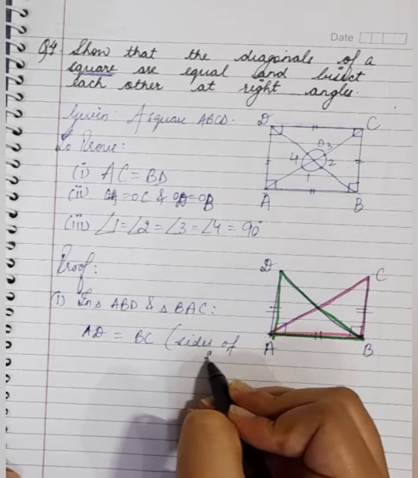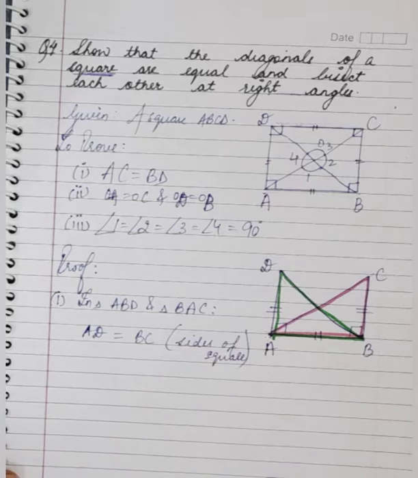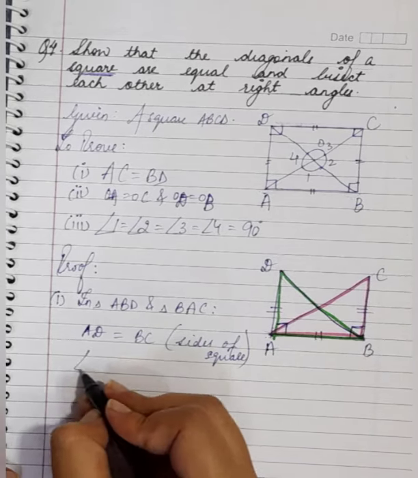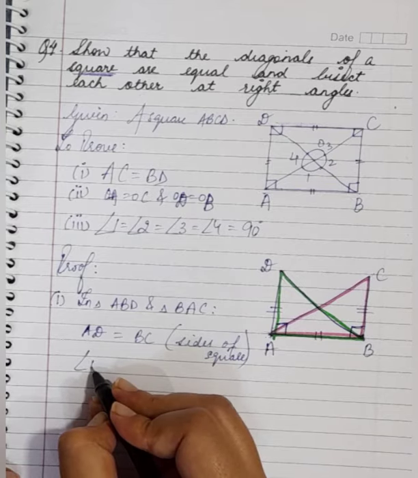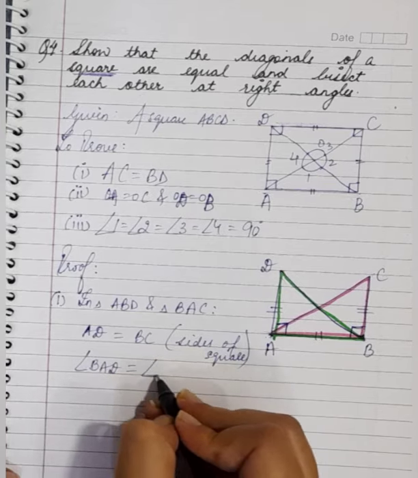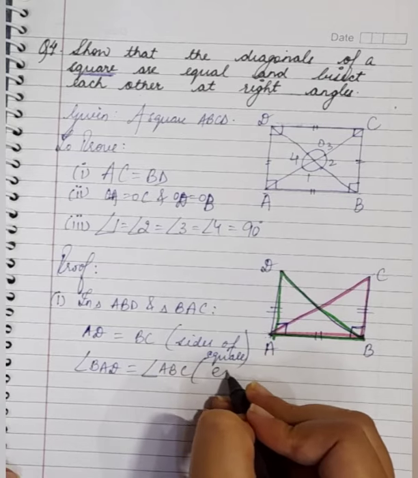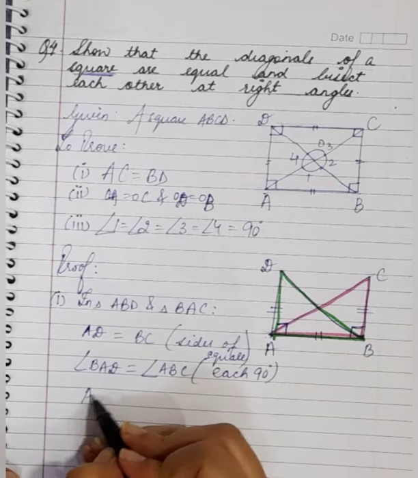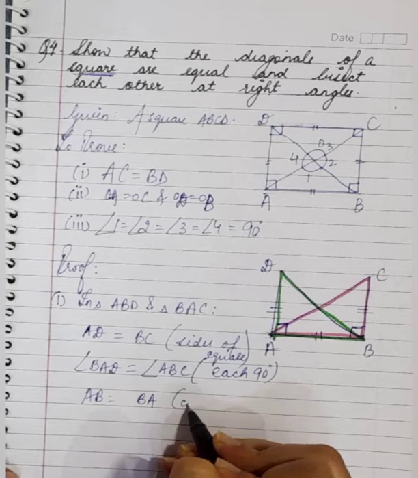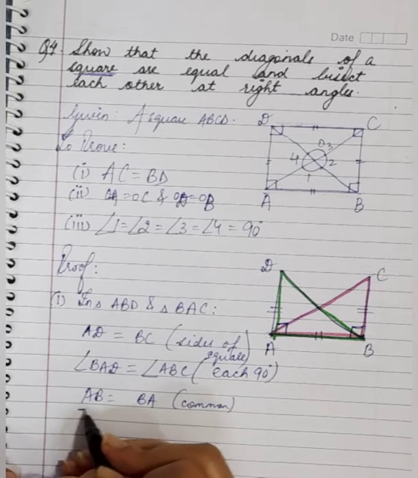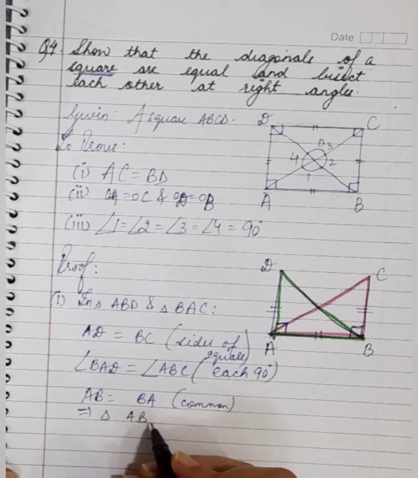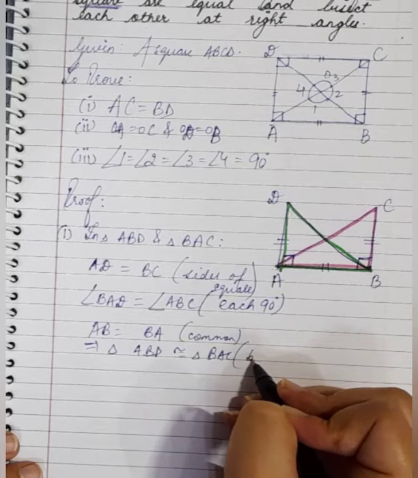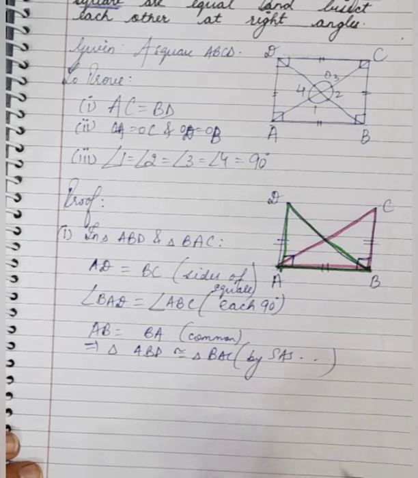We know sides of a square are all equal. The second criteria is this angle is equal to this angle. Angle BAD is equal to angle ABC, each 90, as it is a square, and the third criteria is this is a common side. So AB is equal to BA, which is common. It implies triangle ABD is congruent to triangle BAC by SAS congruence rule.